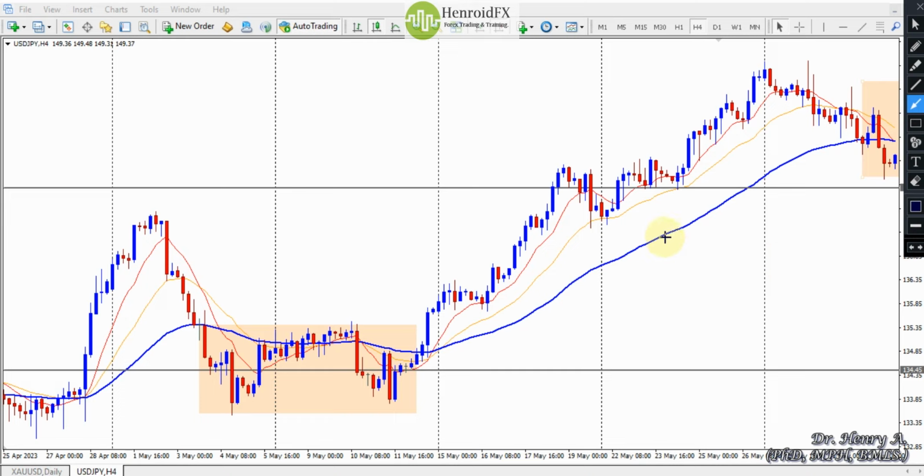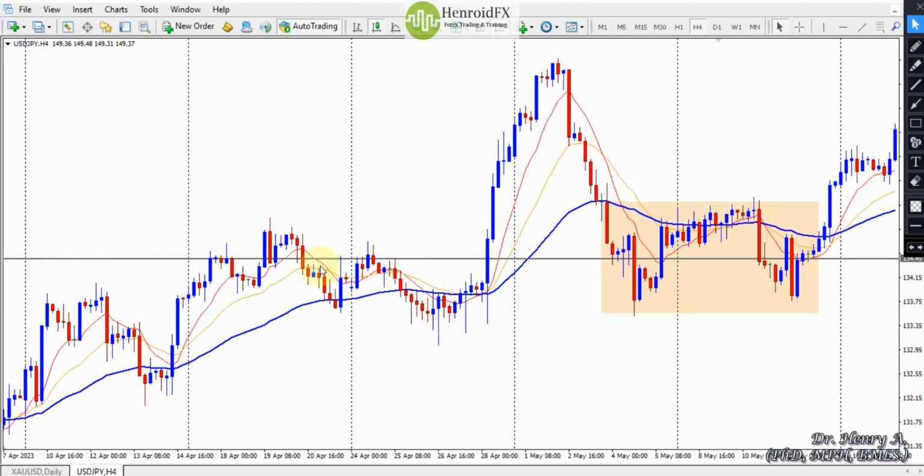Your 50 EMA in this case is your trend marker, so you follow your 50 EMA. You don't sell when your price action is on top of your 50 EMA. No, you don't sell, you only buy. Now there are cases where you can sell.